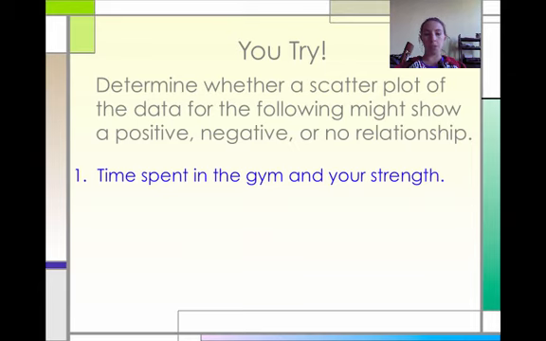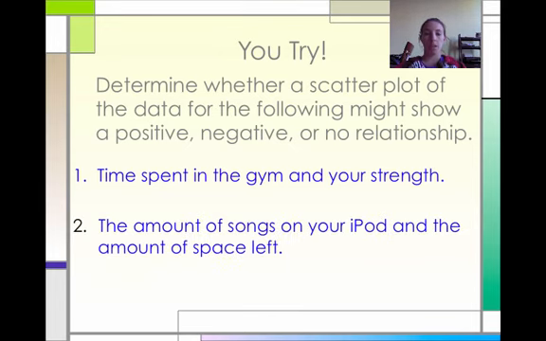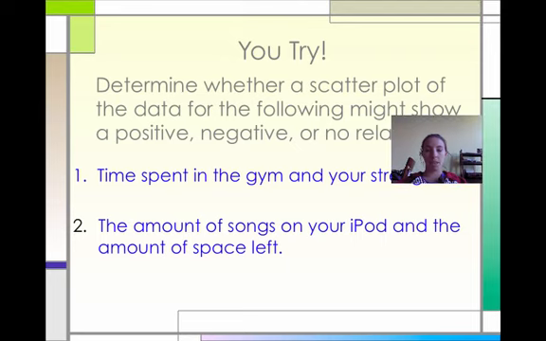Okay, so I want you to try this. Write down the ones in blue and then try to see if they would be positive, negative, or have no relationship. The time you spend in the gym and your strength, so the time you spend working out and how strong you are. If one goes up and the other goes up, then it's positive. If one goes up and the other one goes down, then it's negative. And if it's scattered, there's no relationship. And then the second one is the amount of songs on your iPod and the amount of space you have left on the iPod. Just write down whether you think that's positive, negative, or no relationship.